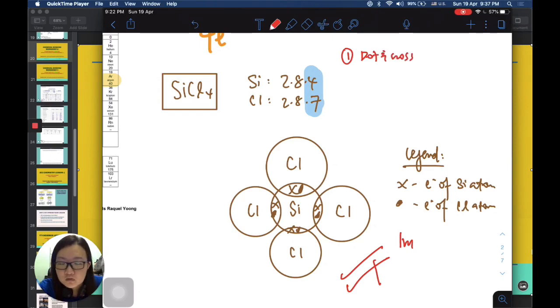Once you come back from pausing the video and thinking about it, let me remind you what the things to take note of are again. Number 1, because it's called a dot and cross diagram, you need to draw dot and cross.